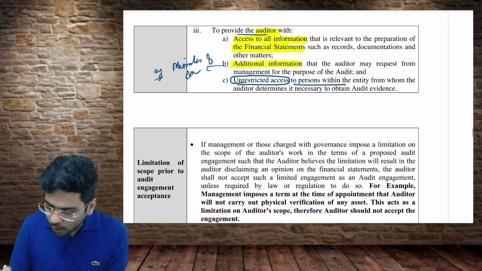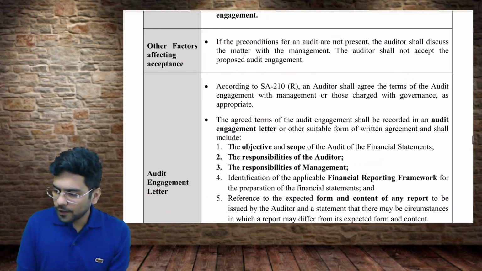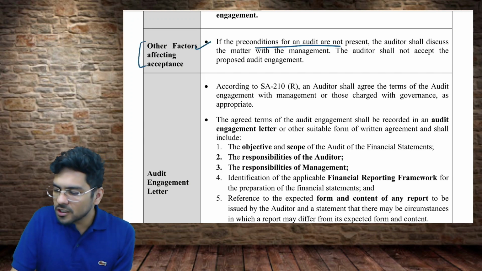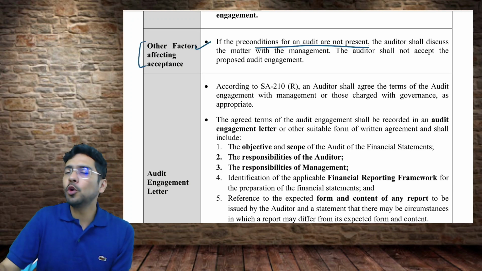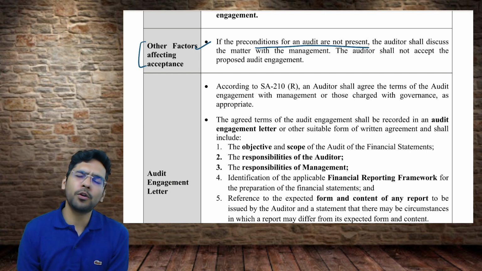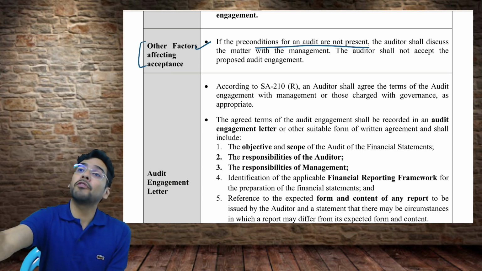Fine. Now again, I told you that if the preconditions for an audit are not present, will you even think of accepting the audit? So let's say they tell you, sir, we don't understand FRF and all, but rather than offering you 30,000 as fees, sir, we are offering you 50,000. So please accept. Will you accept?